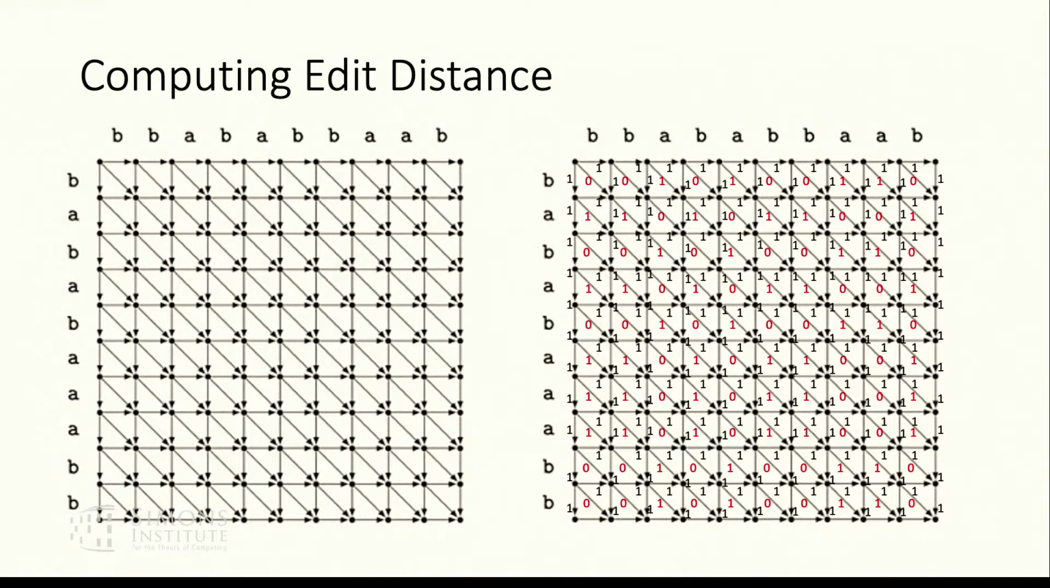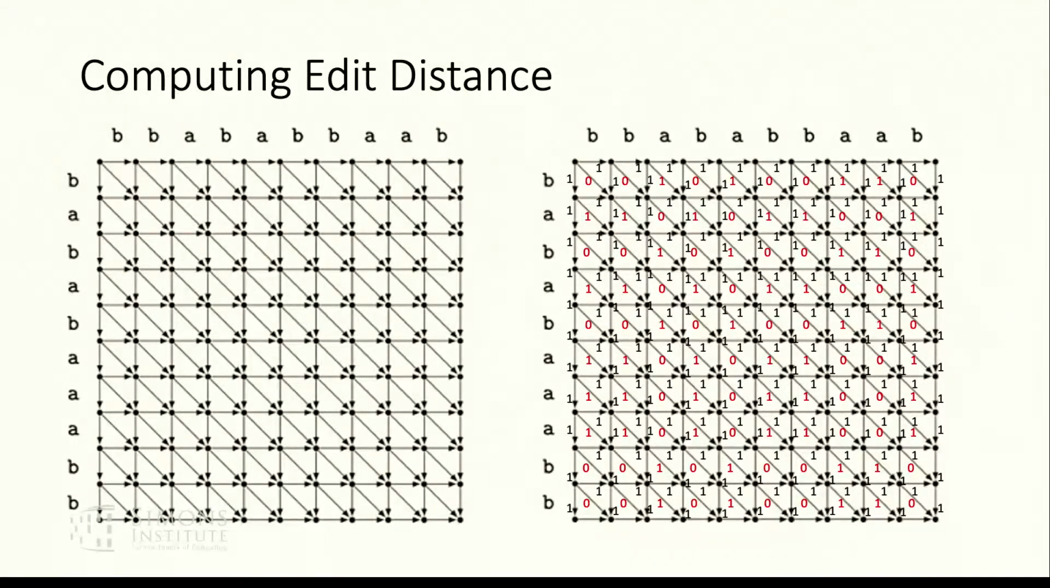horizontal, vertical, and diagonal. All the horizontal edges have weight 1. That means you are deleting B, deleting B, deleting A, deleting B. So these are deletions, cost 1. Similarly, vertical edges mean insertions, so all the vertical edges have cost 1. The diagonal edges have cost 0 or 1 based on whether the two symbols match or not. Like here, B and B match, so the cost is 0. Here, A and B don't match, so the cost is 1.